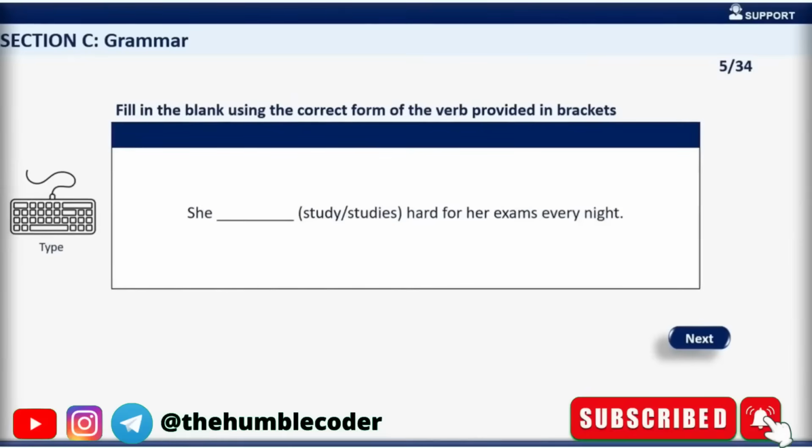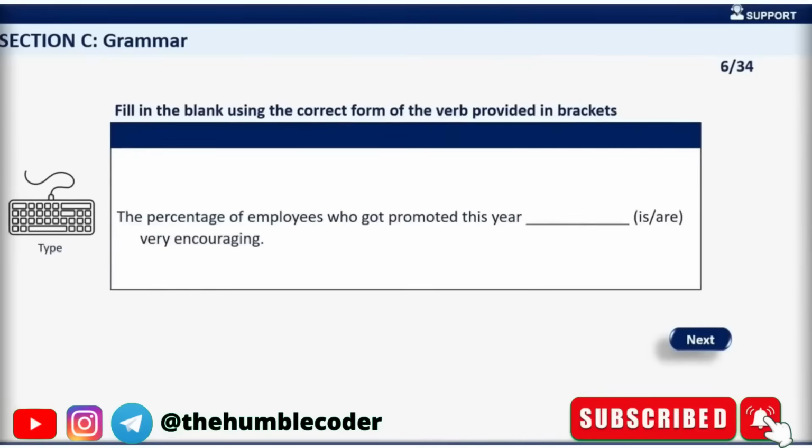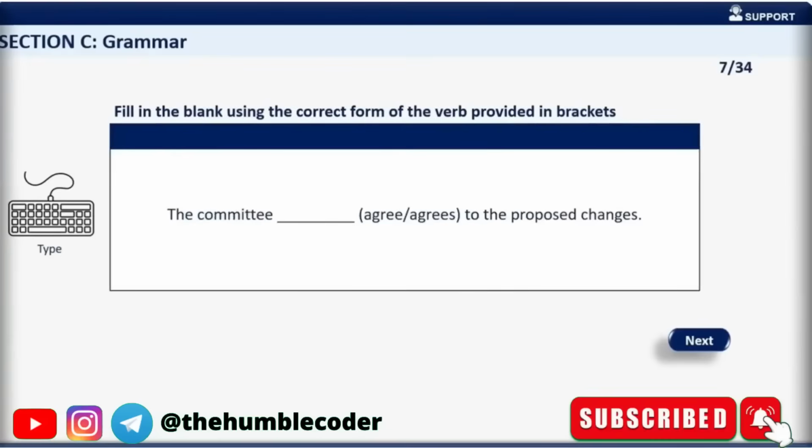Fill in the blanks using the correct form of verb. Again, we have to fill in the blanks by selecting one of the options. She dash study or studies hard for her exams every night. The correct answer in this case is going to be studies. Moving on to the next one. The percentage of employees who got promoted this year dash is or are very encouraging. The correct answer is very encouraging. Okay. Moving on to the next one.